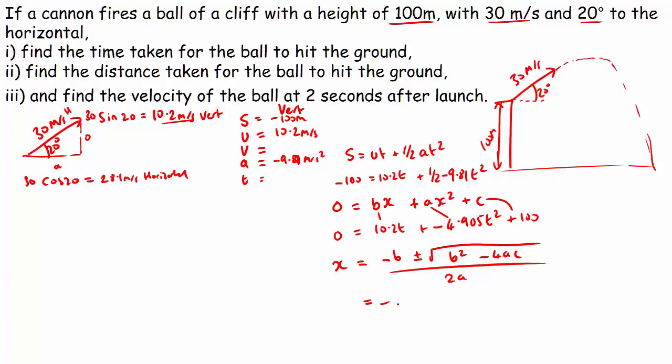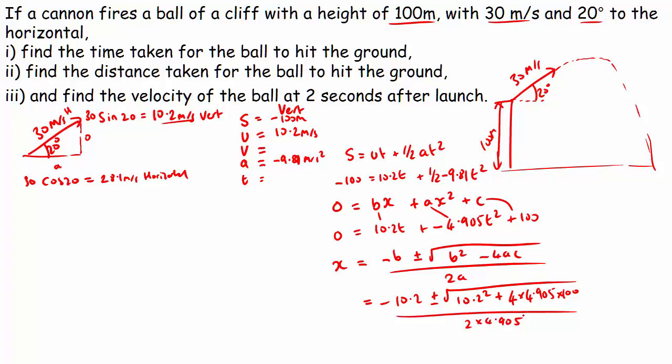So I'm going to do minus 10.2 plus or minus the square root of 10.2 squared. Now, it is minus 4.9, and since I'm minusing it anyway, it becomes addition, so it's going to be plus 4 times 4.905, so I've already dealt with the fact that it was a minus here, times 100, and then divide all that by 2 times 4.905.